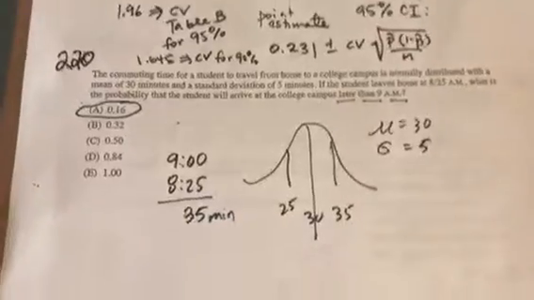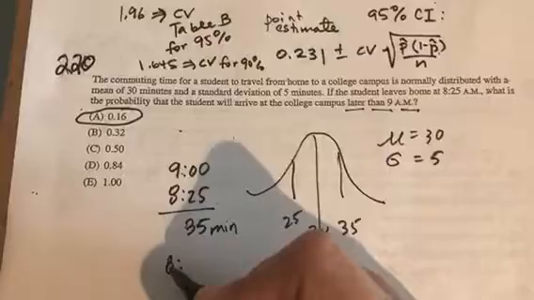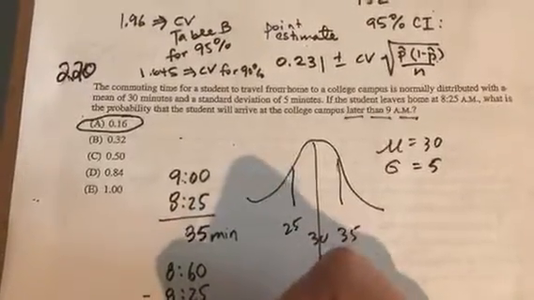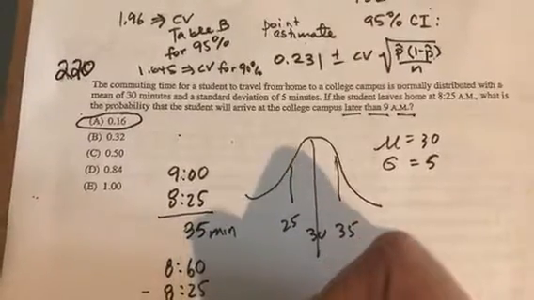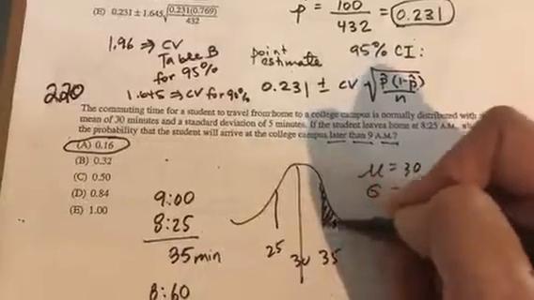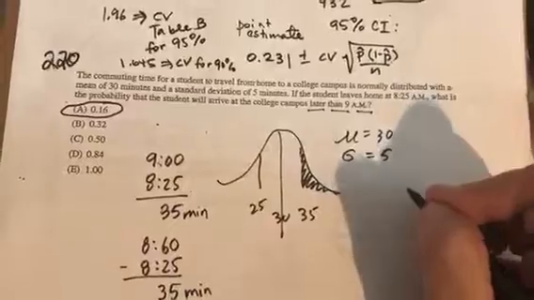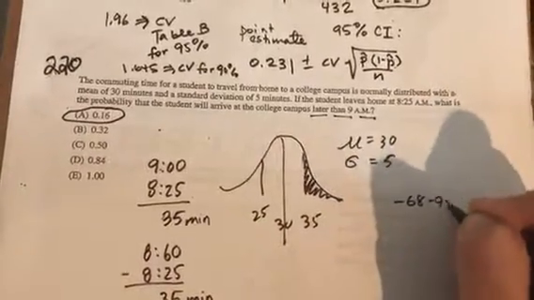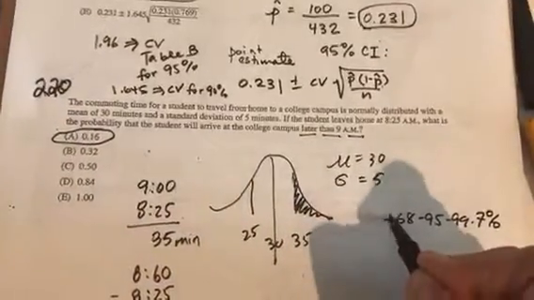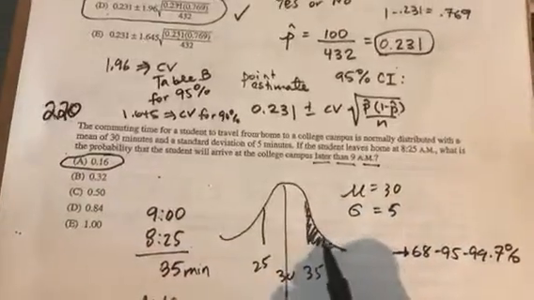I don't know if you guys are very familiar with doing this math, but you could convert 9 o'clock to 8 o'clock and 60 minutes and merely subtract here, and that's how we get 35 minutes. And 35 minutes is exactly 1 standard deviation above the mean. I can actually use the 68, 95, 99.7 rule to approximate this. I don't really need a fancy calculator, but I think most students would use the fancy calculator.